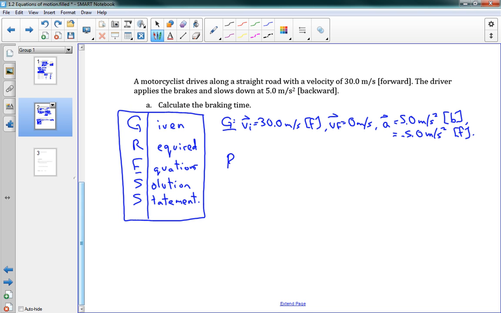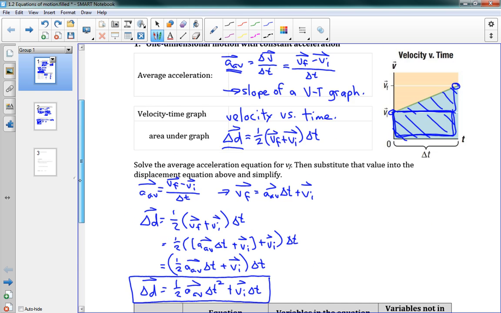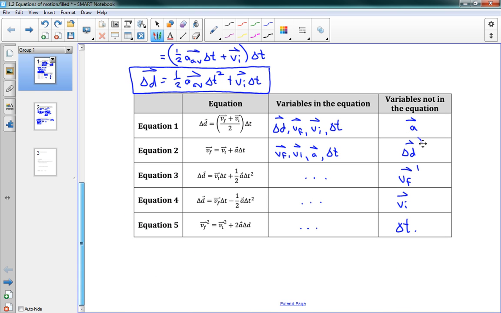Now we look at required. The R is for required, and it says, what do we want to find out? We want the braking time, so we want delta t. Good. Now we list our equations, that's under E. What equations are we going to use? Well, we've got VI, VF, A, and delta t is what we're solving for. So we're just missing displacement, and we don't care about displacement. So going back to the previous page, we want to use the equation that doesn't have displacement in it. This one.